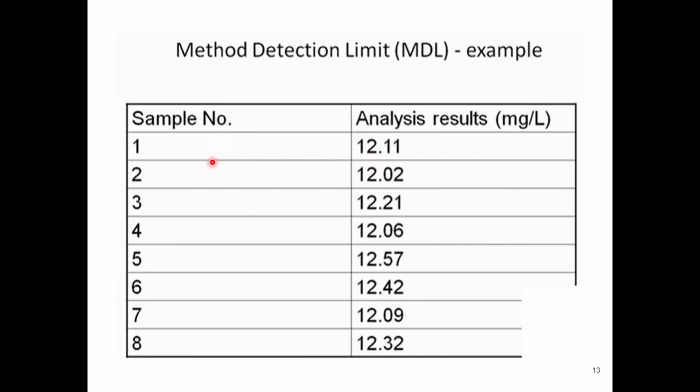So let us see an example. For example, these are some of the results of an analysis of a particular sample, and the analysis results have been given for 8 samples. We see that sample 1 has 12.11, then 12.02, 12.21, 12.06, 12.57, 0.42, 0.09, and 12.32. So these are some of the results obtained experimentally for a sample.